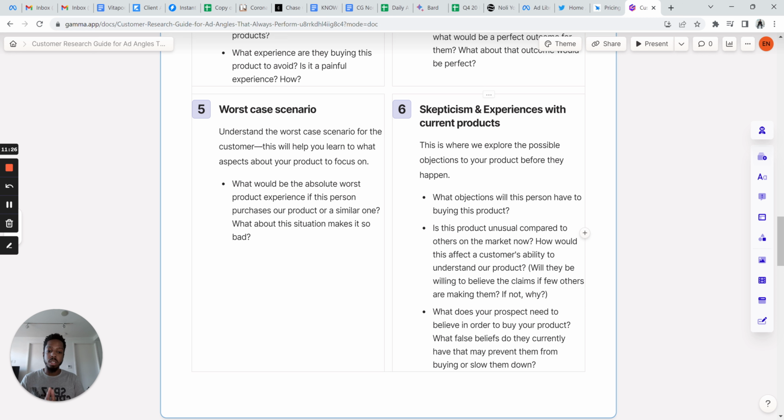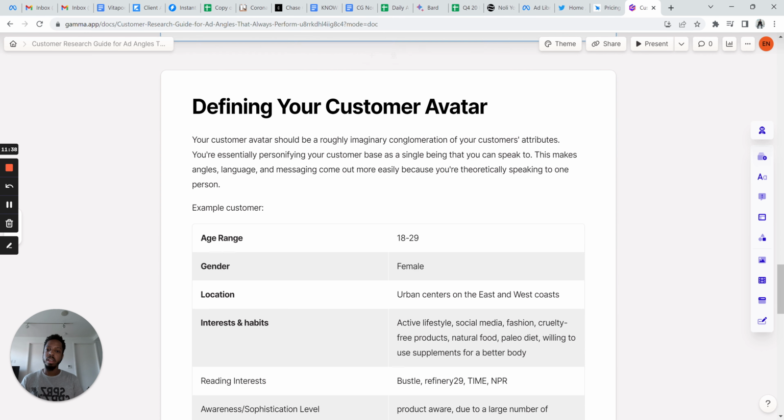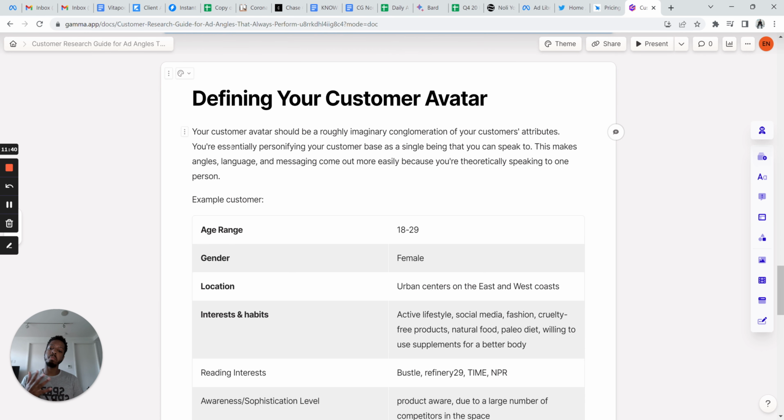And what do they need to believe right now in order to buy your product? What false beliefs do they currently have that would prevent them from buying or slow them down? All these things are important. Next, defining your avatar, right? So your avatar is basically an imaginary person that is a combination of all your customers, or at least one set of your customers, all right? And this makes it easier to write to your customers because you're seeing it as writing to one person. And because of that, it's relevant to many people.